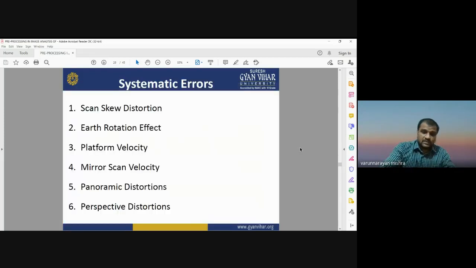These are some systematic errors: scan skew distortion, earth rotation effect, platform velocity, mirror scan velocity, panoramic distortions, and perspective distortions. It is very easy to rectify these kinds of systematic errors because these errors are predictable. Systematic errors can also be known as predictable errors. They are very easy to identify and very easy to rectify from the satellite images.